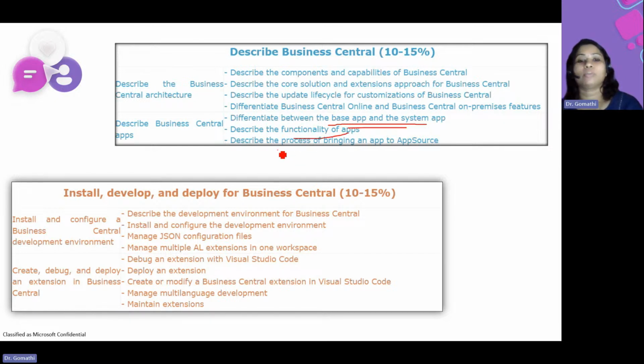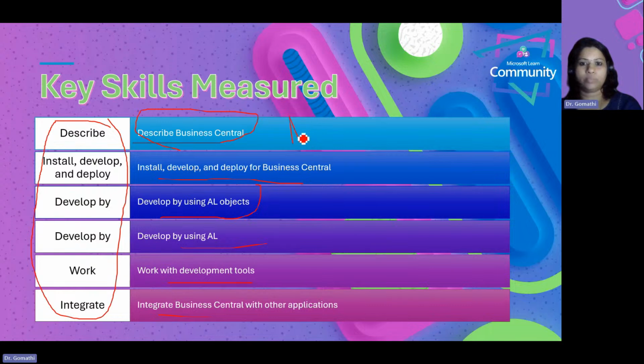And you should be able to describe the process of bringing an app to AppSource. If you're bringing an app to AppSource, you should be able to tell what the various important features are that you should check. What is the important checklist you should follow before you publish your app to AppSource? We call it the technical checklist. This particular part takes nearly 10 to 15 percent.